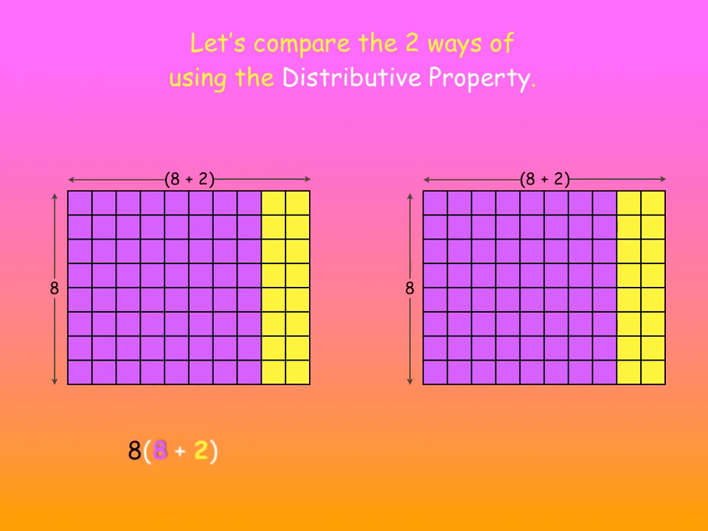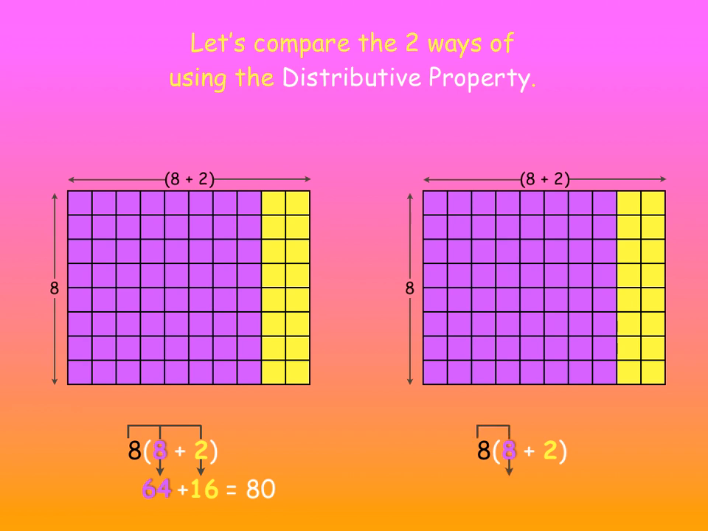Over here on the left, we have 8 times 8 plus 2. 8 times the first number, 64. 8 times the last number, 16. Add them equals 80. Now on the right, same idea. 8 times this binomial 8 plus 2, or binomial look-alike.